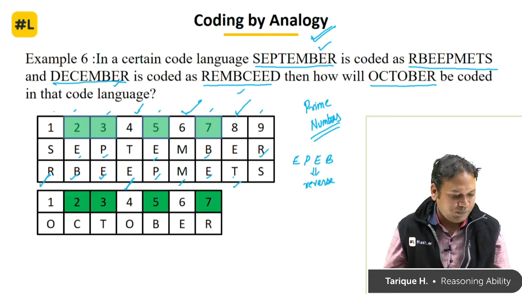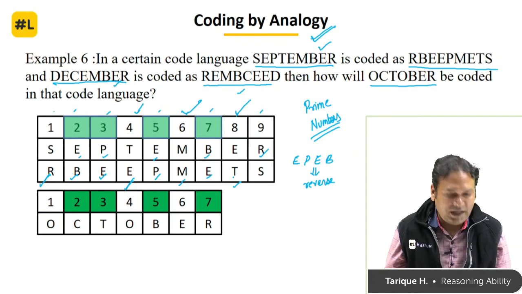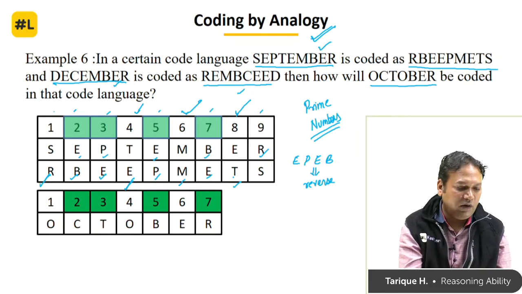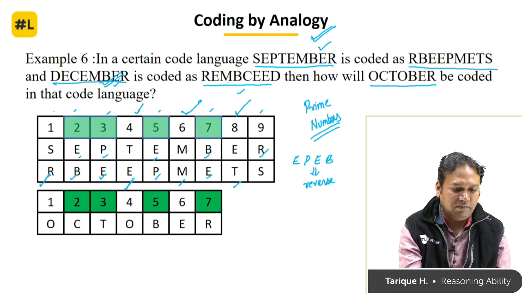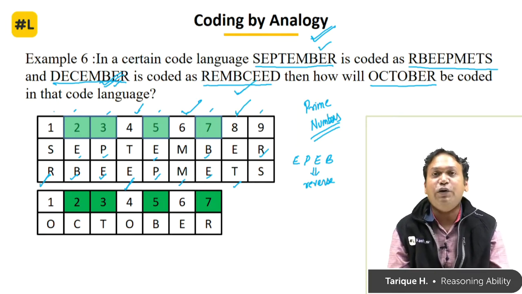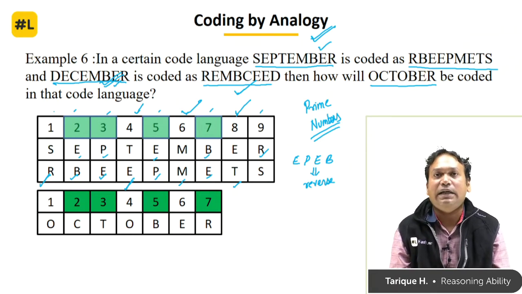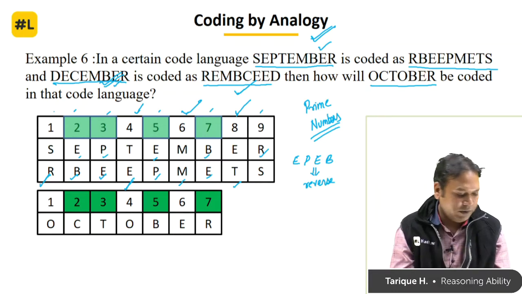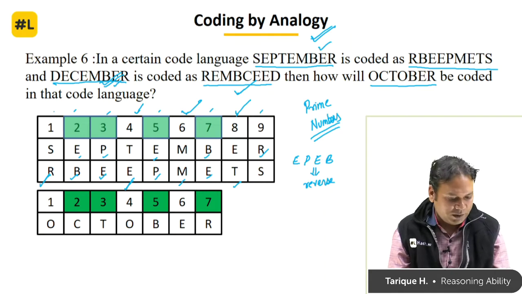Same thing if we do with the word October. Here we have 2, 3, 5, 7. Now I am not working out December because it is already understood that December is REMBCEED. It is already given to you. Two examples are given so that you can find out the technique. In an analogy question, that is why we give two examples. So we have 7 letters in the word October.